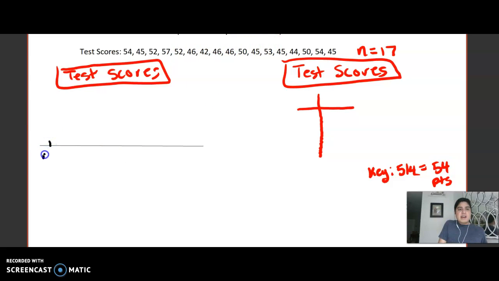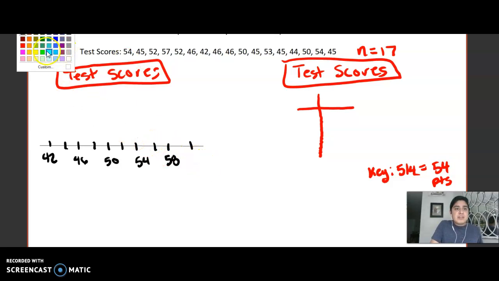So I'll start here at 42, 44, 46, 48, 50, I almost forgot how to count, 52, 54, 56, 58, oh, nope, I don't need that, boom. Okay, so here's what we're going to do now. We are going to put these points on the graph here. So one at 54.